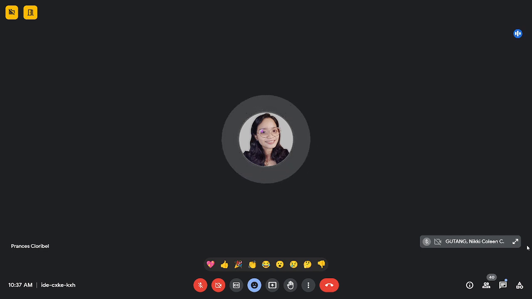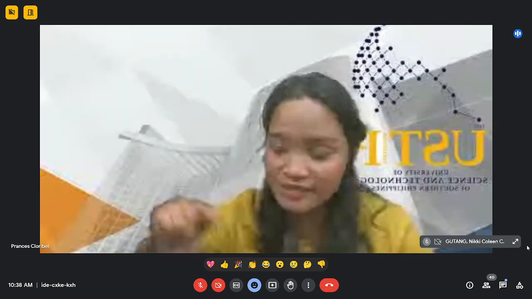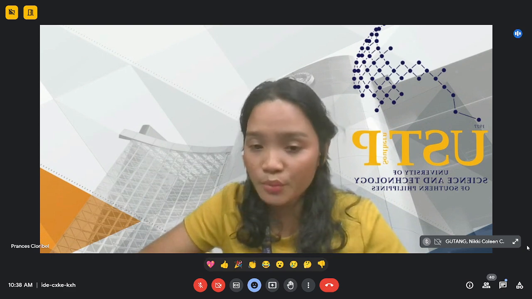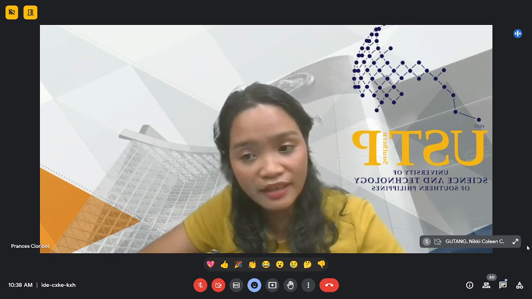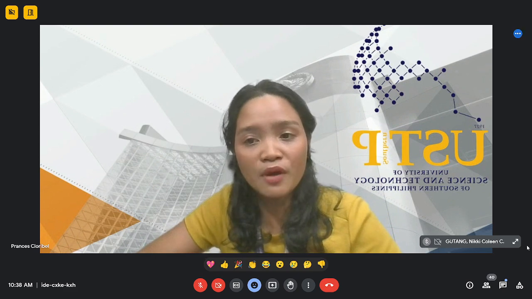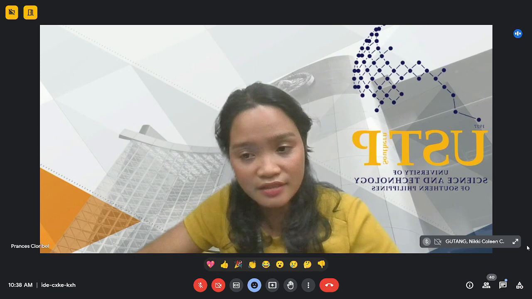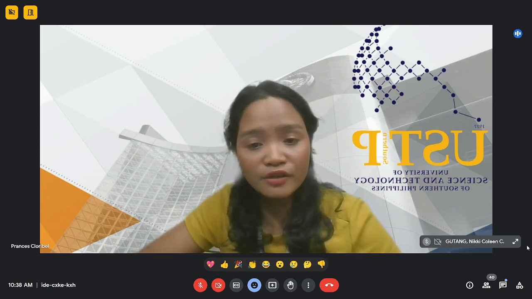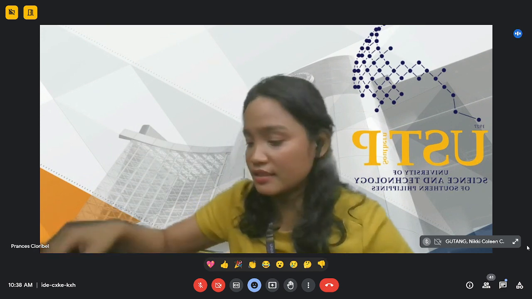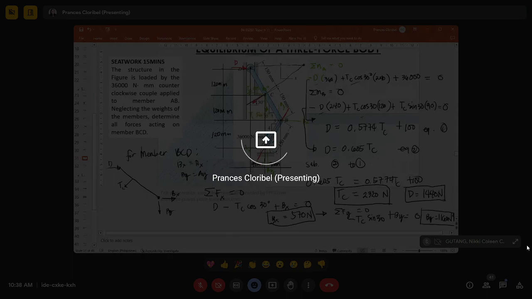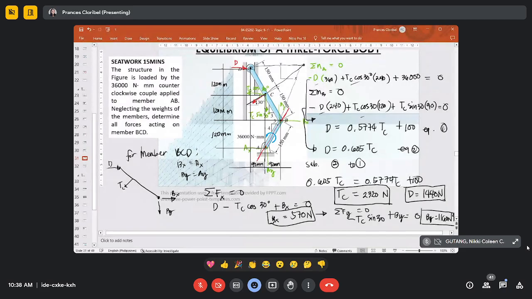Anyway, you can solve that problem using the other solution, wherein you extend the lines of action and then determine the interior angles using the direction of the angles, and then the law of sines. Once you get all the interior angles of your triangle, since it is a three-force body, we can use the law of sines. We can get that point, and also where they intersect.